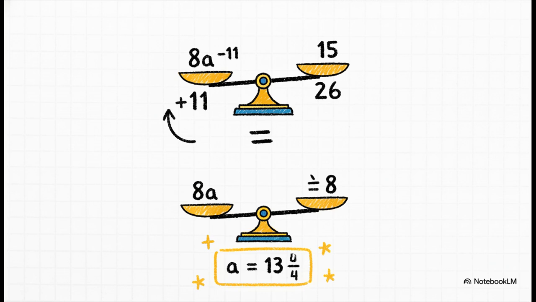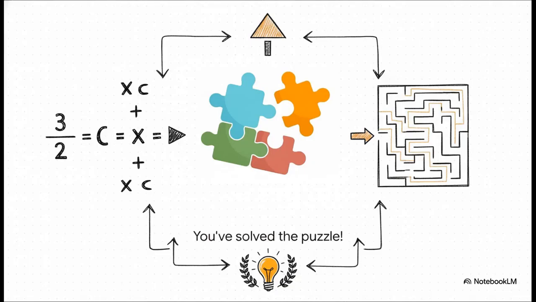We just need to get a by itself. So remember the golden rule? We add 11 to both sides, which gives us 8a equals 26. And for the final move, we divide both sides by 8. And there we have it. Our answer? A is 26 over 8, or if we simplify it, 13 over 4. Puzzle officially solved.